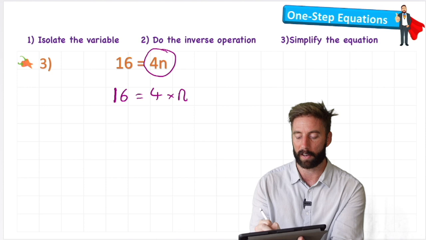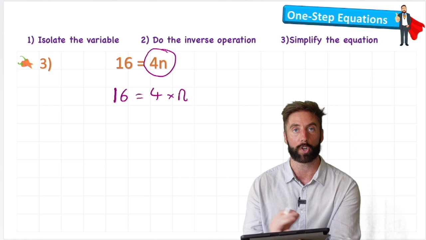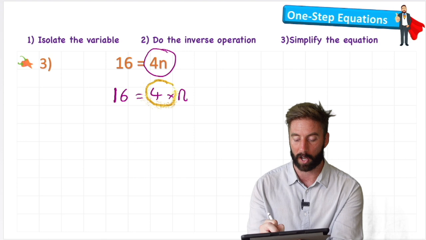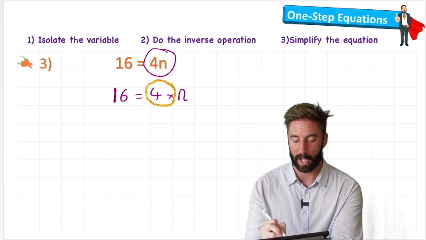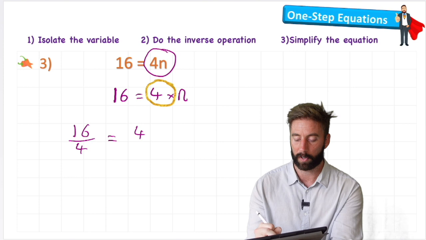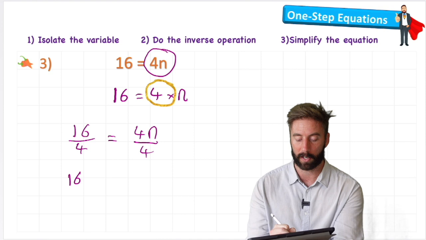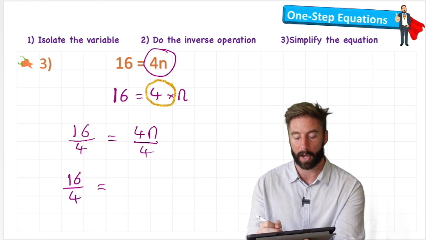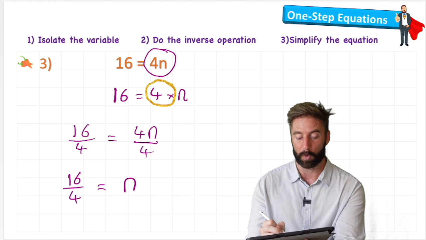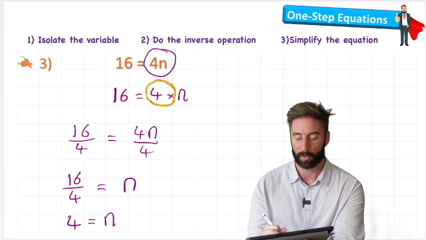So I'm trying to isolate the variable by doing the inverse operation or cancelling out what's connected to my variable. And now the connection to my variable is this 4 times. Okay, so what's the opposite to times? That's right, division. So I'm going to use division now and I'm going to write 16 divided by 4 equals 4n over 4. So I added a divide 4 on both sides. What does that do to my equation? Well, I can put my first part, 16 over 4 equals, so now my 4 times n will be cancelled out by my dividing by 4, so I'm equaling n. So 16 over 4 equals n. 16 divided by 4 is 4, so 4 equals n, or n equals 4.